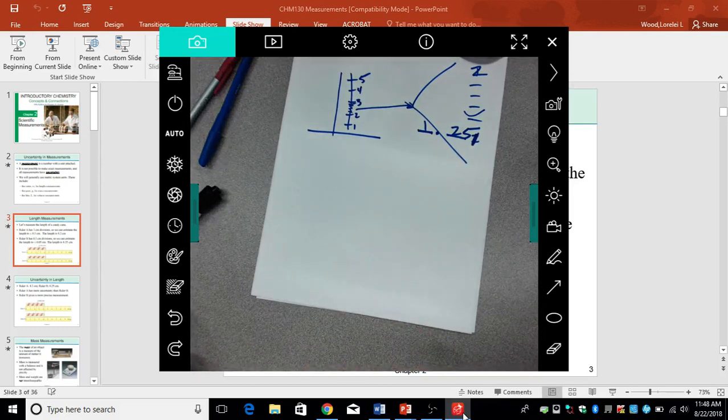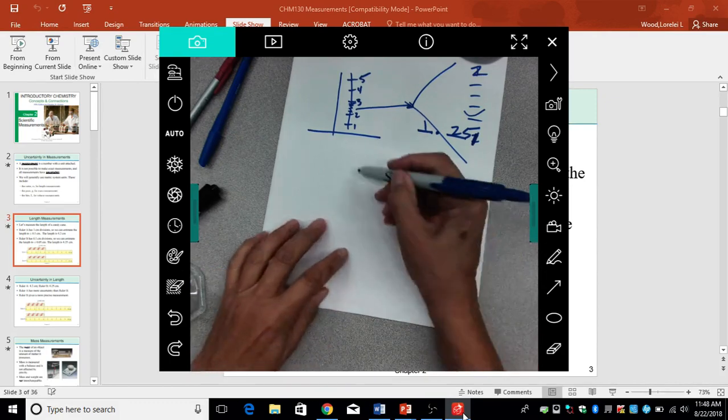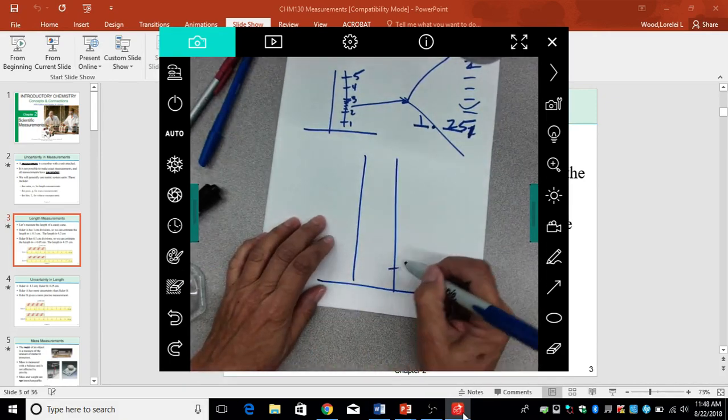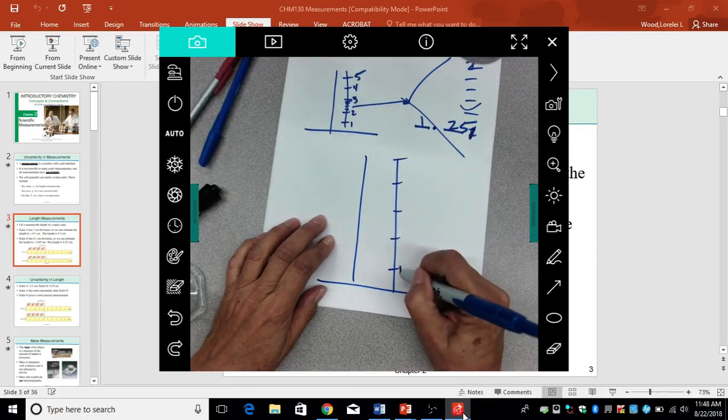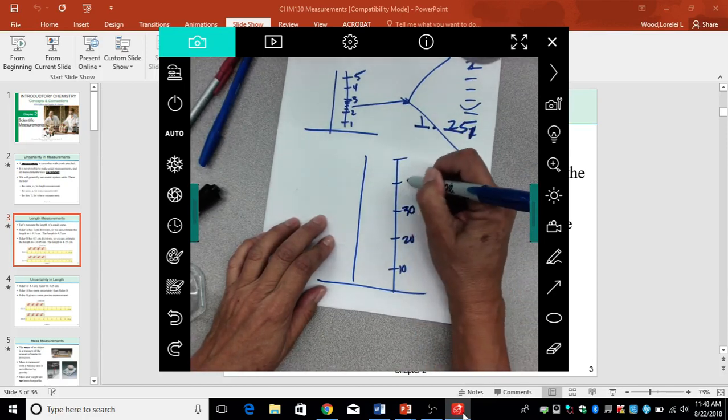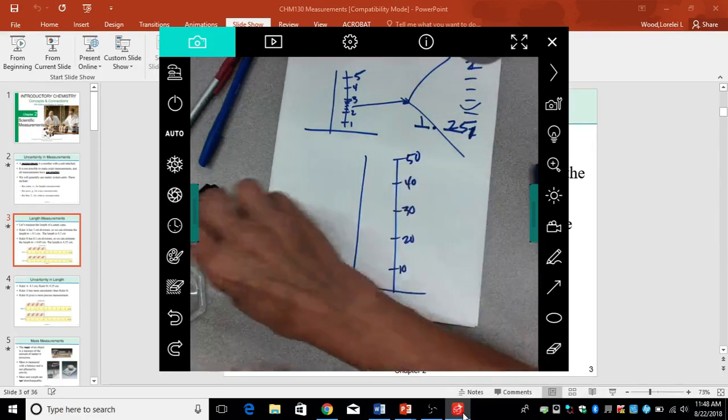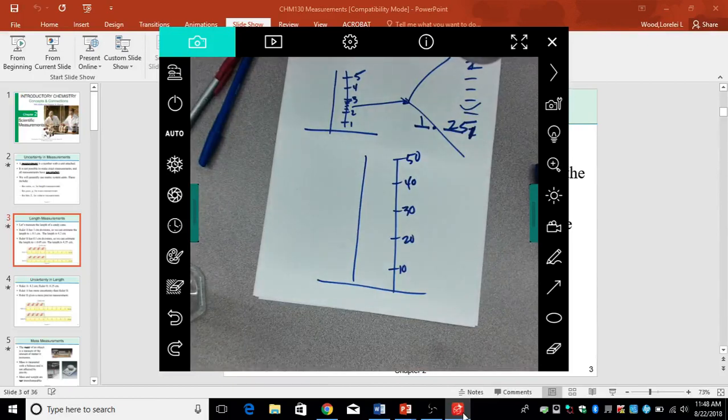All right, so you look at the next one, the 100 mil graduated cylinder, and now the divisions are divided up into tens. So what you're going to have is 10, 20, 30, 40, 50. Right? And in between, there are smaller divisions. 10, 20, 30, 40. And you have a bigger one, and then you got 1, 2, 3, 4 smaller ones in between.